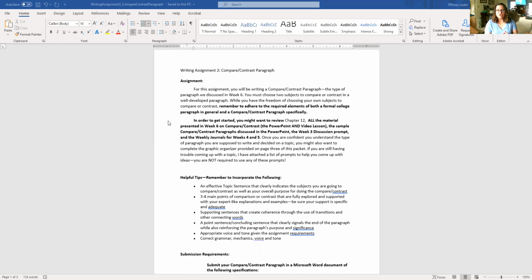Pay special attention to the sample paragraphs that are in the PowerPoint this week. We have also done a discussion in week 3 that is in this style, and it's possible that my feedback might have told you that whatever you posted for your discussion prompt that week would make a good topic for this assignment. We also did 2 journals in this style, the journal from week 4 and the journal from week 5. And again, my feedback on those items might tell you that you had a good topic to use for this assignment. Use those to your advantage.